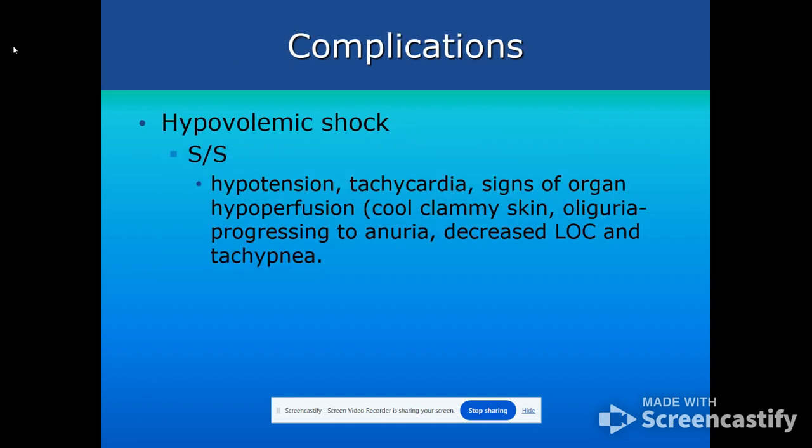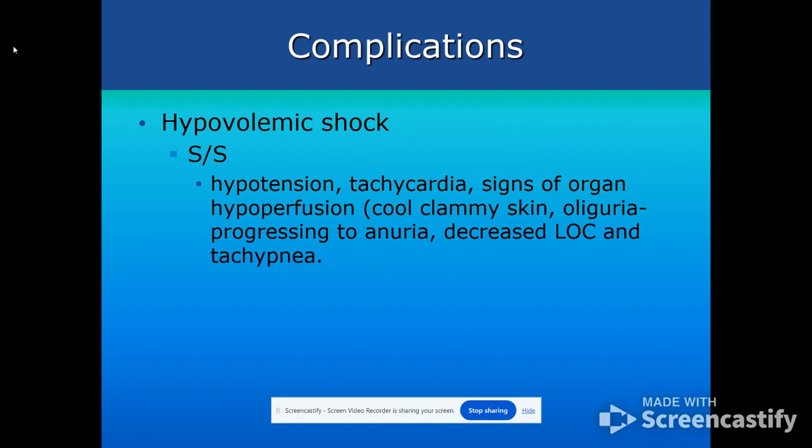So some complications that can occur: hypovolemic shock. Some signs and symptoms of hypovolemic shock are hypotension, so low blood pressure, and tachycardia, again with the compensation, your body's going to try to compensate by raising the heart rate. You can have signs of organ hypoperfusion, which means it's shunting blood off. Especially the kidneys are one of the first things to shunt to stop the blood flow. Therefore, they're going to stop producing urine. So that's one of your first indicators of a patient that's going into hypovolemic shock: usually they're going to have less than 30 mLs of urine output an hour.